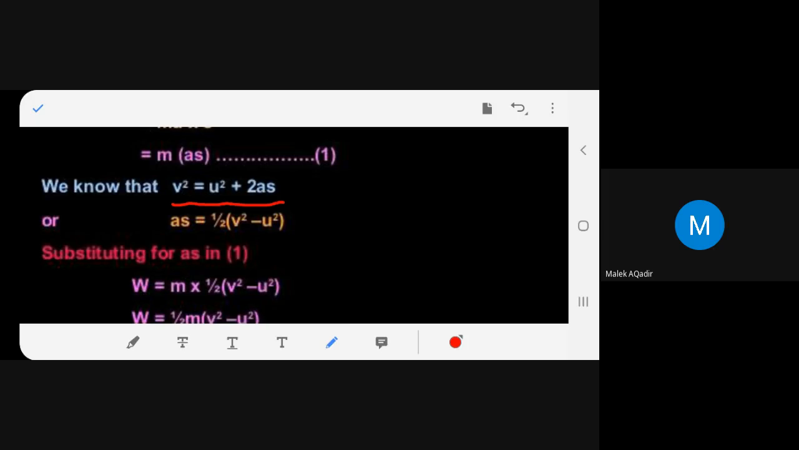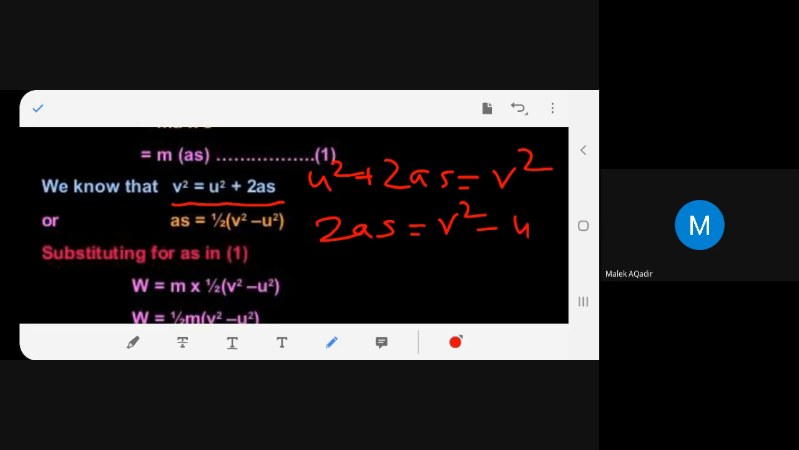Okay. Now, there's another formula of motion which says v square is equal to u square plus 2as. All of you are aware of it? Now, we can put it as u square plus 2as is equal to v square, right? So 2as is equal to v square minus u square. Got it? So what will be as? As is equal to half v square minus u square, and this is what you got.